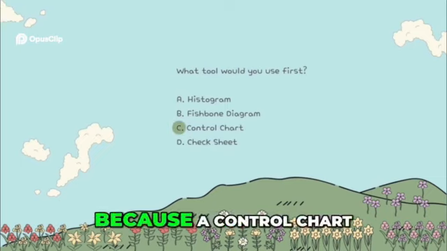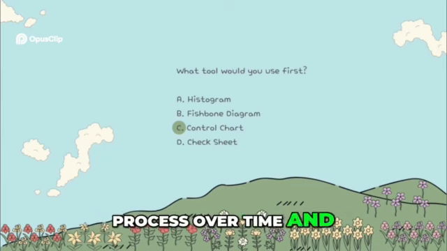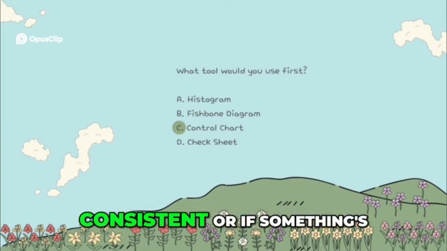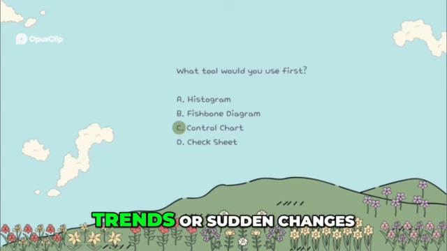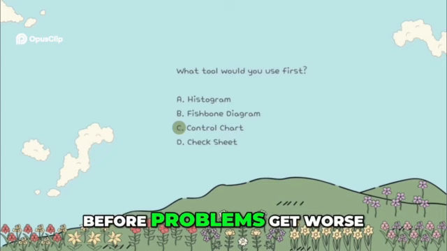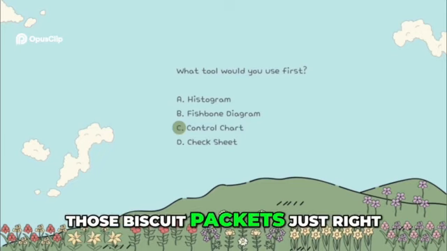Why? Because a control chart tracks the weight filling process over time and shows if it's staying consistent or if something's going off track. It helps you spot trends or sudden changes before problems get worse, so you can fix them quickly and keep those biscuit packets just right.